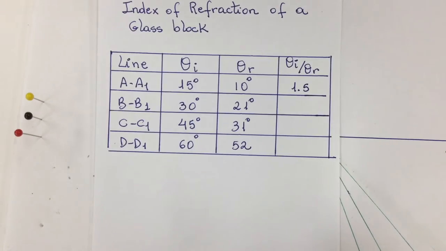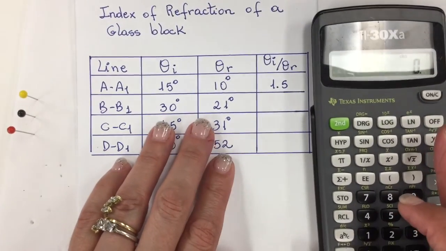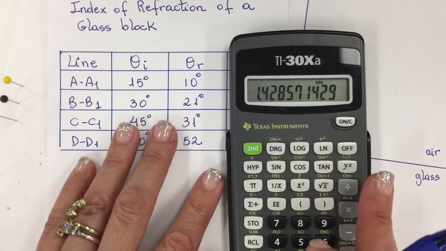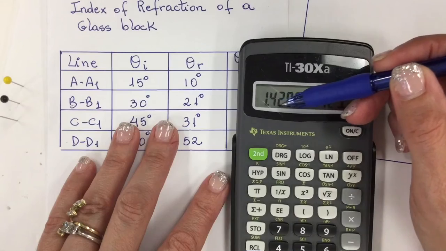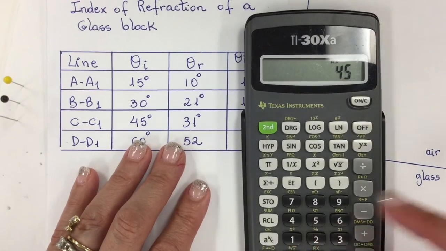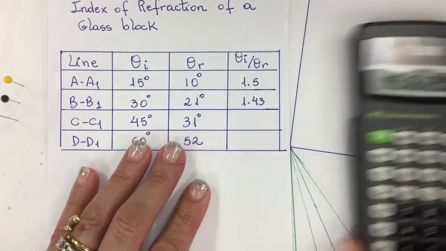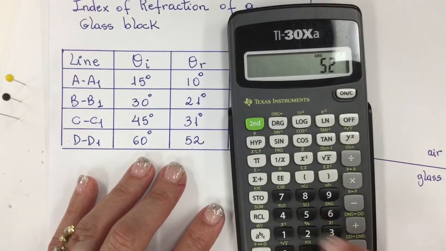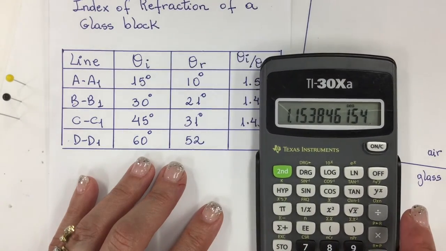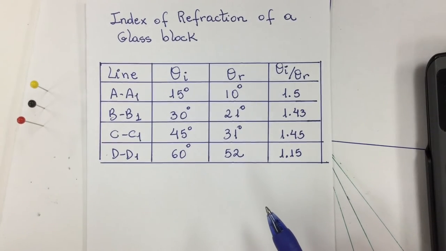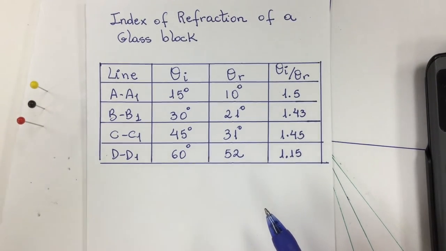So now I'm going to calculate the ratio of both angles for each line. So here is 30 divided by 21, which is 1.43 rounded. And 45 divided by 31 is 1.45. And 60 divided by 52 is 1.15.